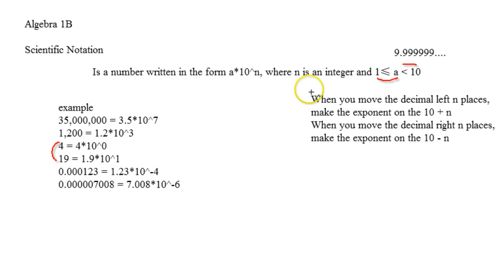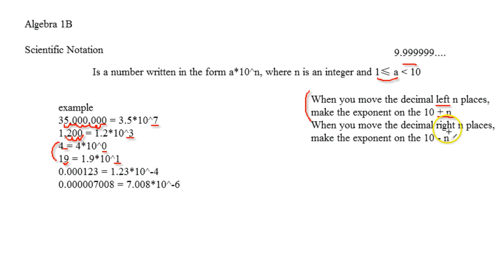When you move the decimal n places left, you make the exponent on the 10 a positive n. So we move the decimal 1, 2, 3, 4, 5, 6, 7 places to the left, so that's where we get the positive 7. Here, we move the decimal 1, 2, 3 times for a positive 3. We didn't move the decimal at all because it's already in its form, so that's where we get the 0. And right here, we move the decimal once to be behind the first number that's not 0, and that's where we got the 1.